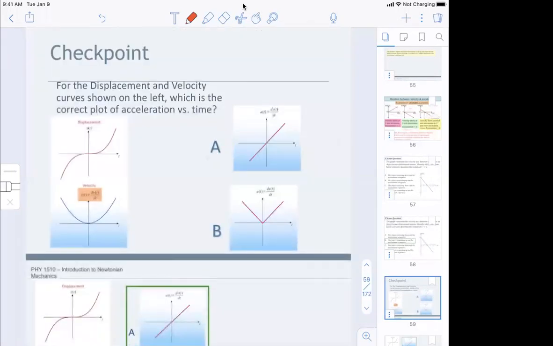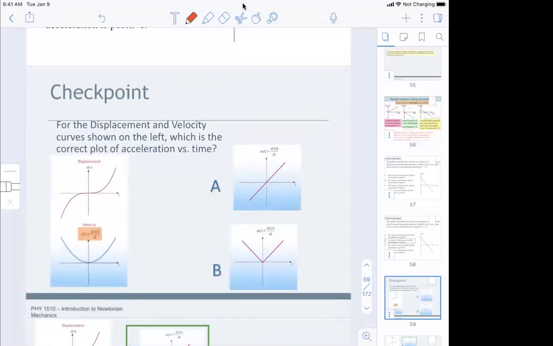So here is a checkpoint question you have already done. I wanted just to go through it relatively quickly in class. Here I have a position versus time graph, and this is a velocity versus time graph. So from these two graphs, we want to choose the acceleration versus time graph.